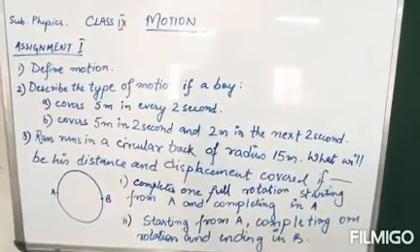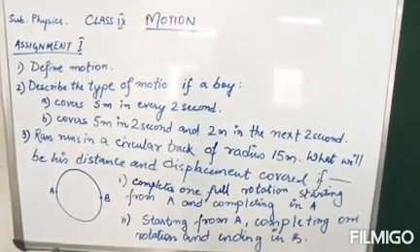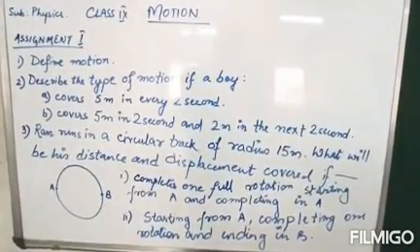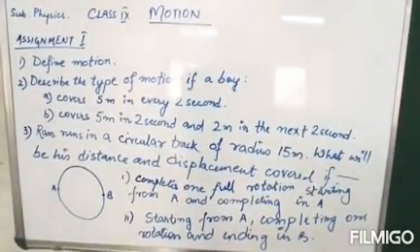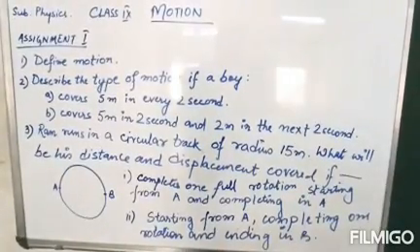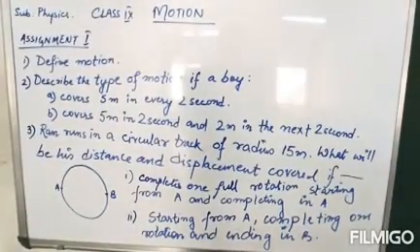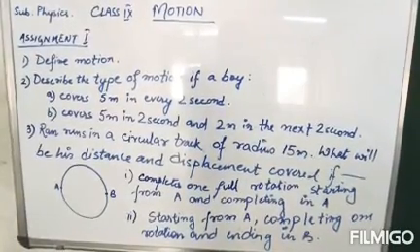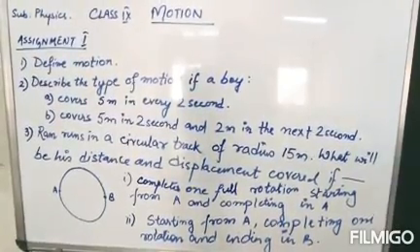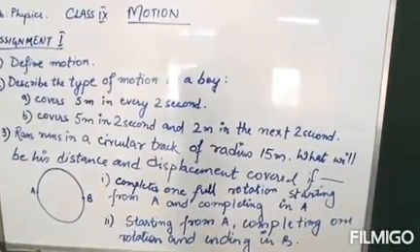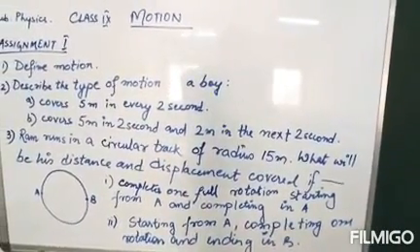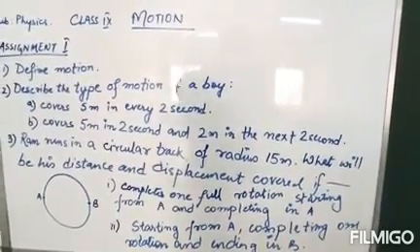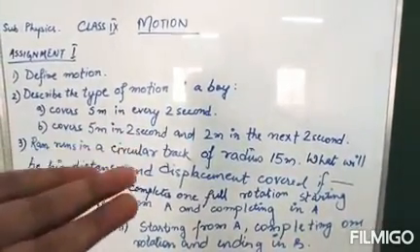So thus we come to the end of today's lesson. At the end, as I told you, I will be giving you a few questions. So take down these questions. This is for your assignment 1. The first question is define motion. You have to define what is a motion. Second is describe the type of motion if a boy covers 5 meters in every 2 seconds. In every 2 seconds, the boy is moving 5 meters.